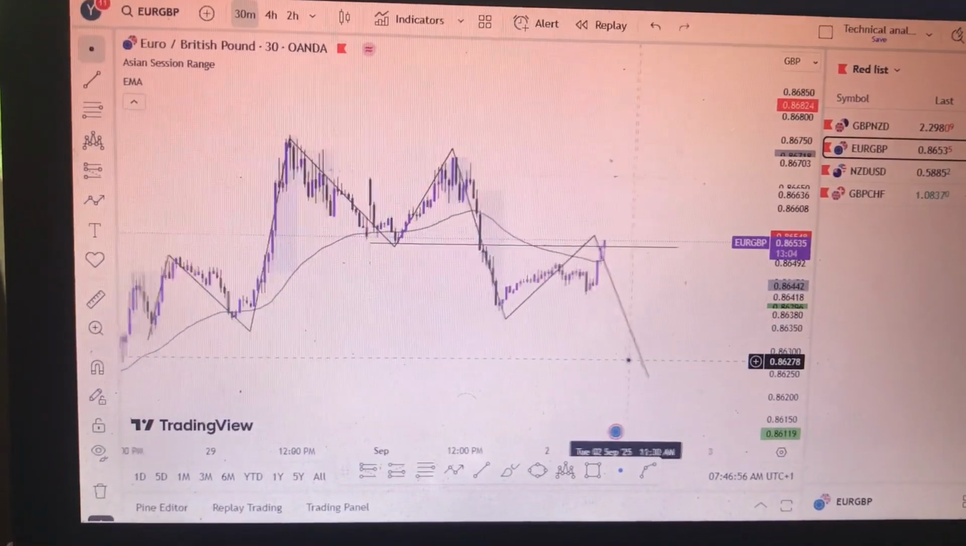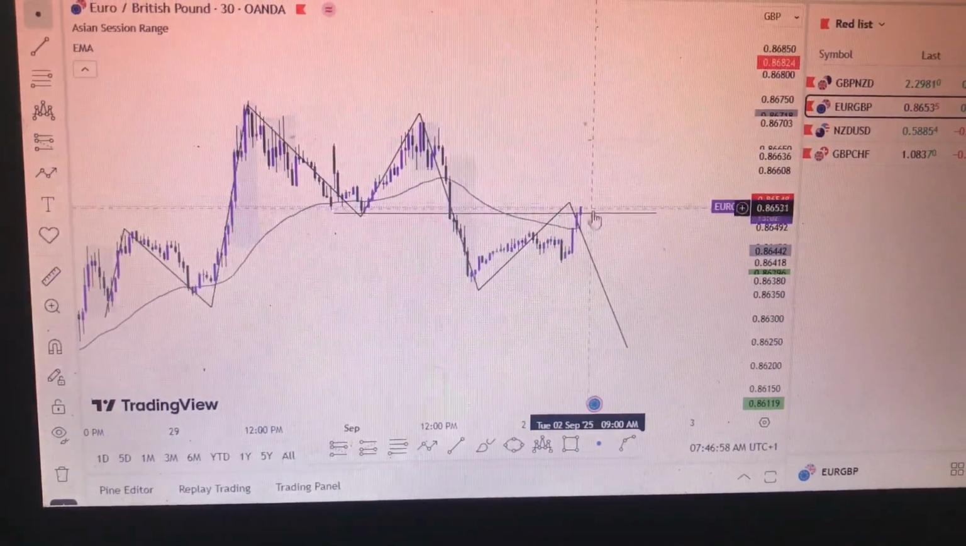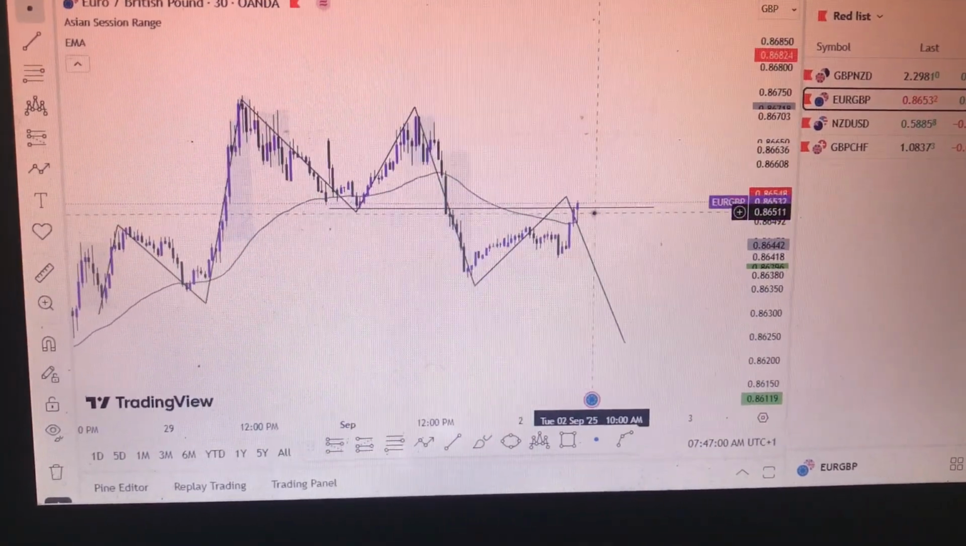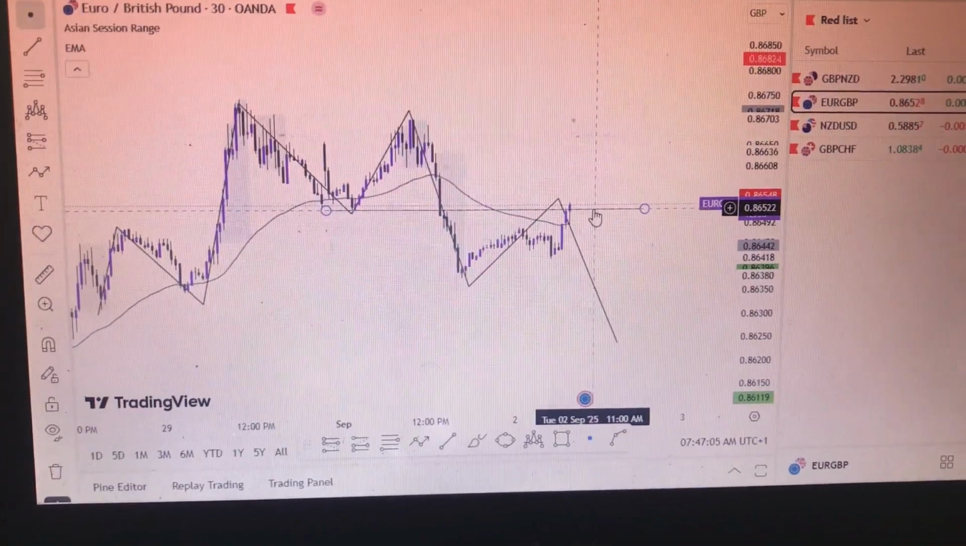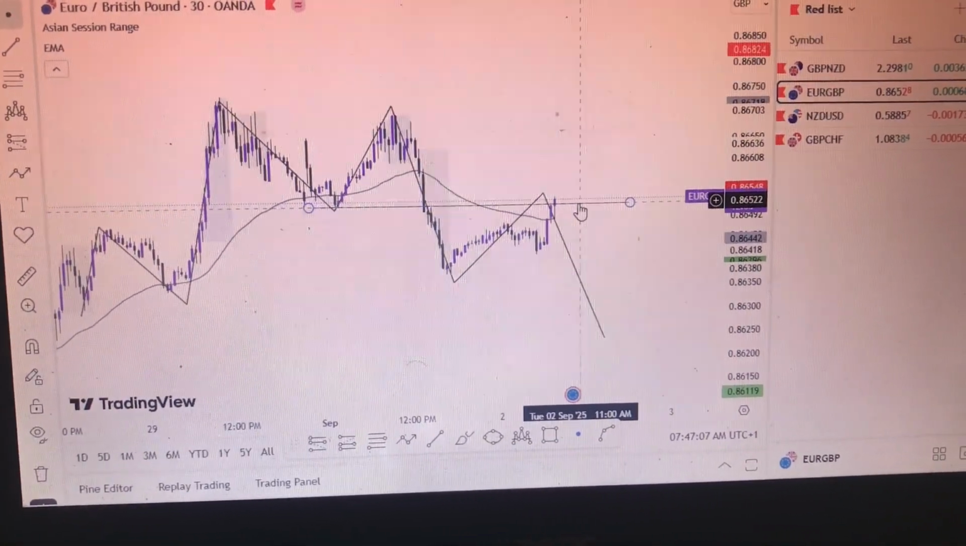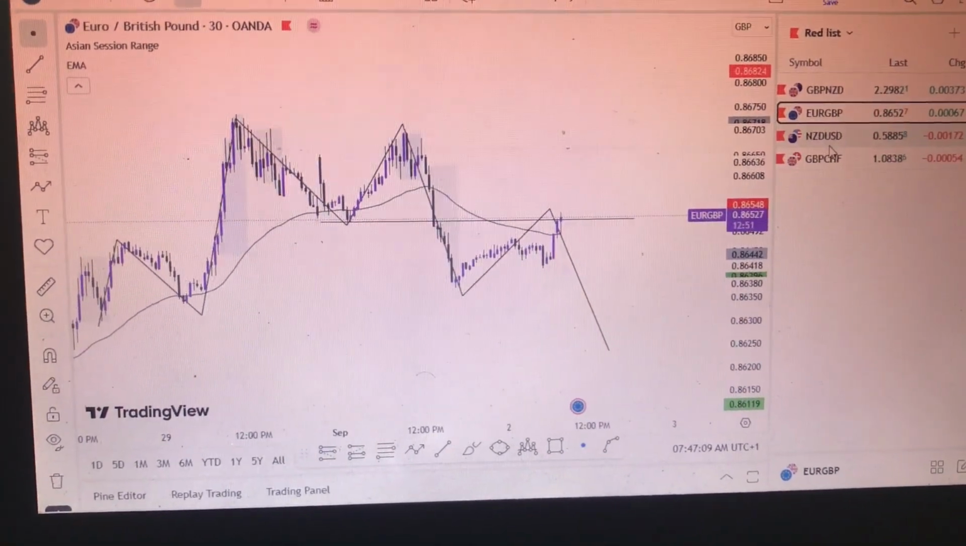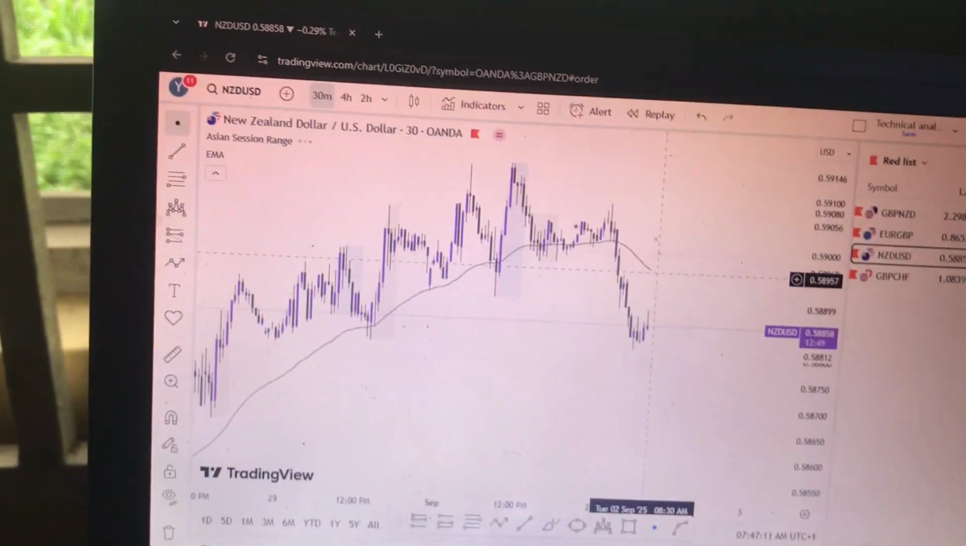So I'll be looking for something like a bearish engulfing candle here, just bearish pressure entering the market from this level of support and resistance, and the candle that will give me my entry must close below this support and resistance zone. That's all I'm waiting for on Euro GBP.